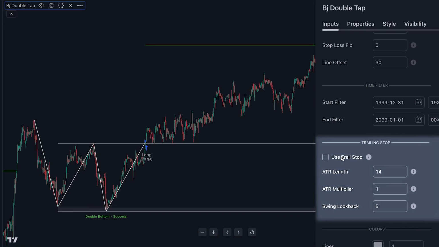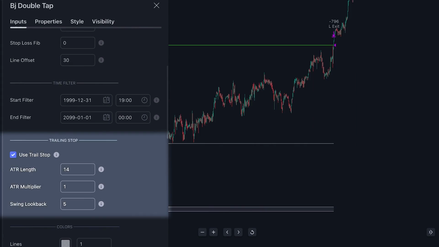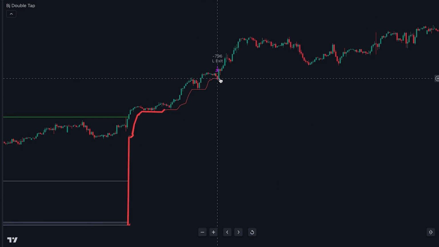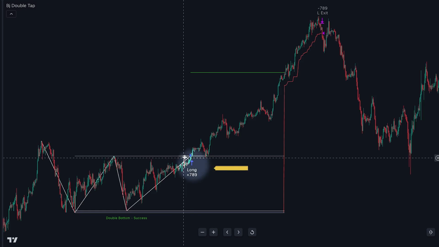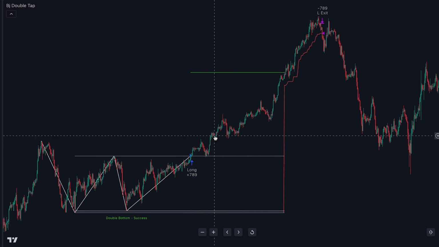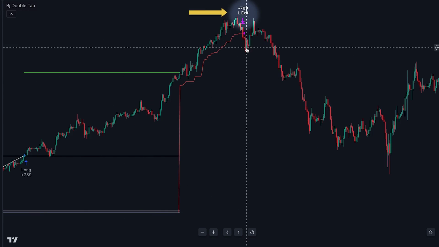This will trail your stops based on an ATR value, so once your trade reaches take profit, instead of closing the trade, this line will appear and the trade will continue to run, but if price touches this line, your position will be closed, allowing you to secure some profits. So here we can see that a position was taken, but as price started to go against you, the position was closed, securing some profits.